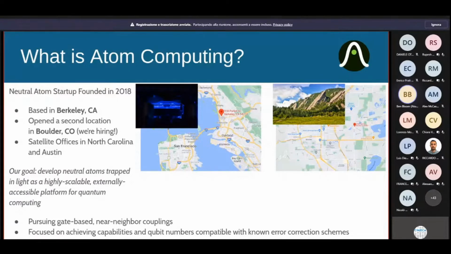Our goal is to develop neutral atoms into a highly scalable, externally accessible platform for quantum computing. Very specifically, we're focused on gate-based nearest neighbor couplings, or near neighbor couplings, I should say. And we're focused on just getting to qubit numbers that are actually useful for error correction.